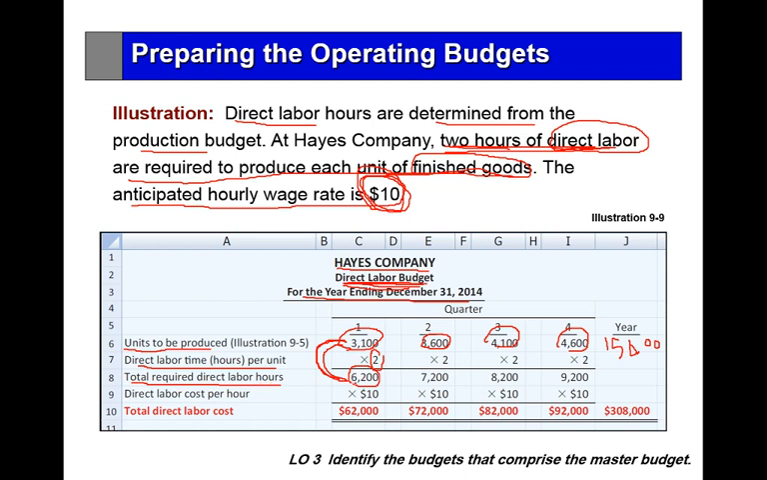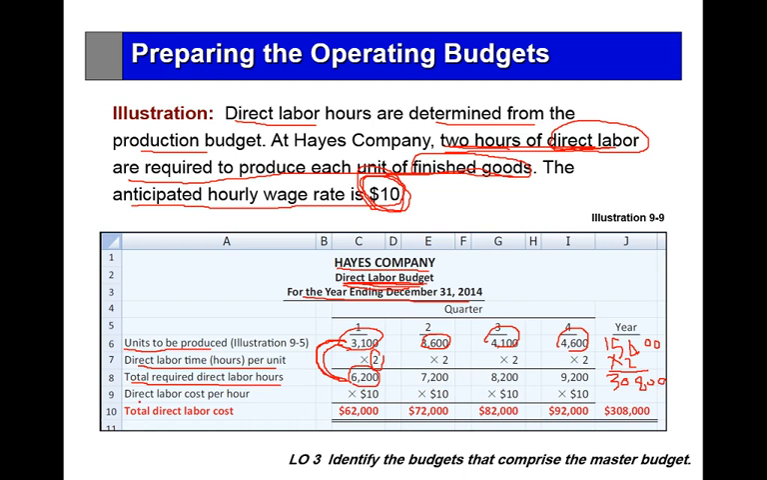We have 6,200 for the first quarter, 3,600 multiplied by 2 is 7,200 for the second, 4,100 multiplied by 2 is 8,200, and so on, 4,600 multiplied by 2. The total is 15,400 multiplied by 2, which is 30,800 hours of direct labor expected to be required in the next period.